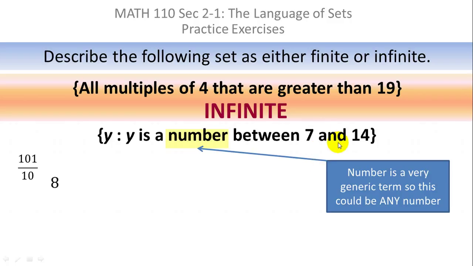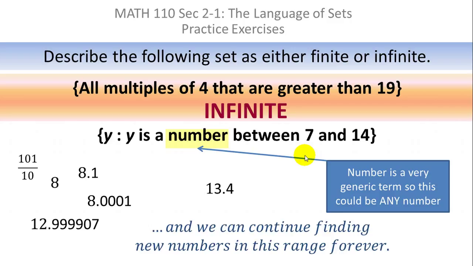So 101 over 10 would be in there. 8 would be in there. 8.1 would be in there. 8.0001 would be in there. 12.99907 would be in there. And you could make these up forever and ever. 13.4 would be in there. So there is no end to this. I could go on. There's no counting all of those. You can't assign a whole number to the cardinal number of this set. So that means this set is also infinite.